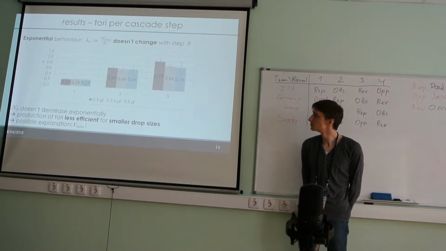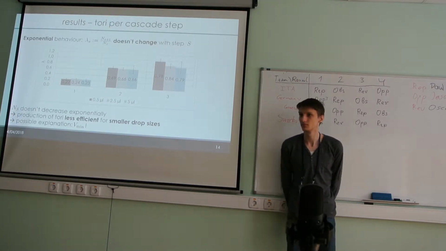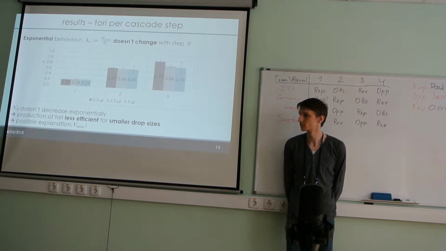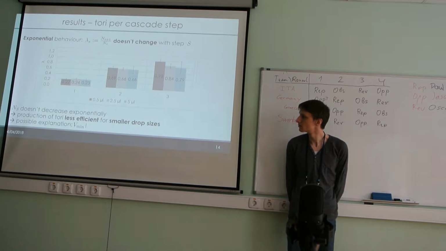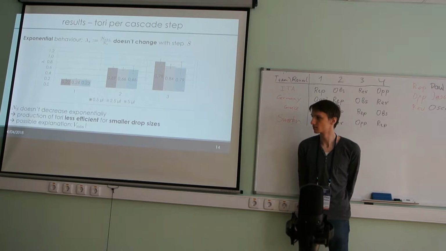But is this exponential? Because it looks exponential, but actually it isn't. For an exponential decrease, it would be required that this factor, the number of tori in the next step divided by the number of tori in step S, is always the same. But this is not the case. It clearly increases, and this points toward a mechanism that makes the production of tori less and less efficient with each cascade step going down. And in our opinion, this strongly indicates that we have a minimal droplet volume here.